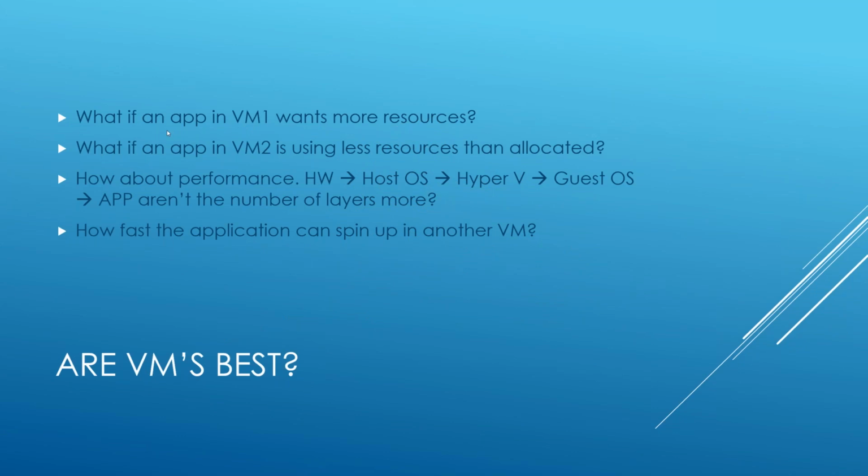So are VMs best? You can think yourself, every company has been using VMs for the last 5-6 years. If you want to improve VMs also, you need to think about these points. As I already said, if an application in VM1 wants more resources, it's not possible suddenly. And if the application in VM2 is using very few resources, maybe 10%, can you share these resources with another VM? That is also not possible. And performance is lower in VMs.